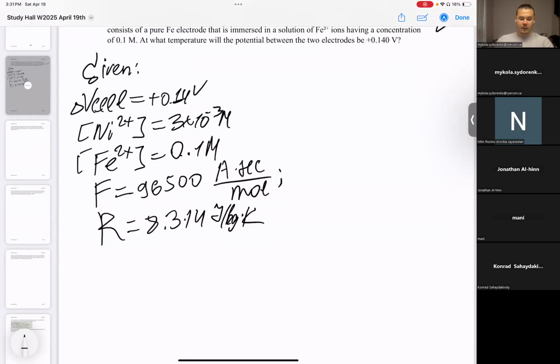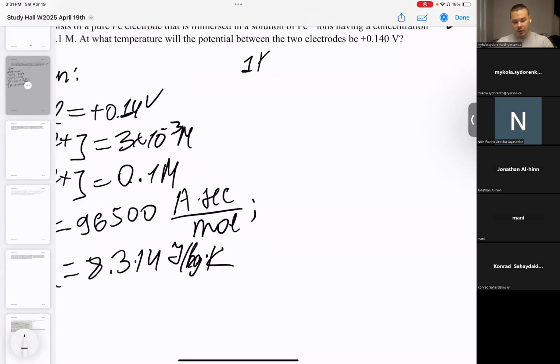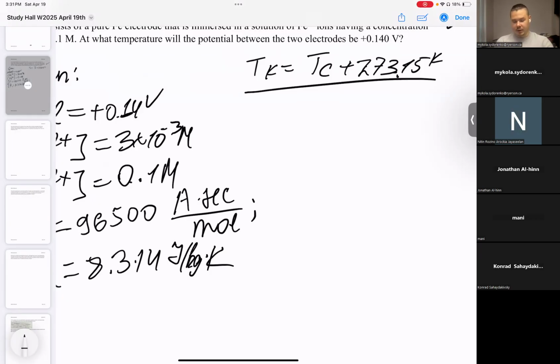These constants are going to be given to you. Also, don't forget we're working in the absolute value of the temperature. So we're going to be using Kelvin, not Celsius. If you're wondering about Kelvin, you should know this: temperature in Kelvin is temperature in Celsius plus 273.15. That's how we convert between Celsius and Kelvin.